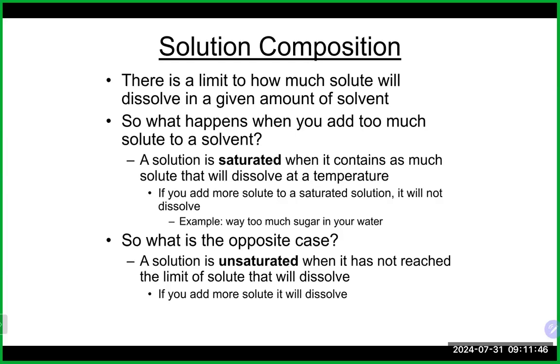So even though some things are soluble in each other, there's always a limit to how much you can get to dissolve at a particular temperature. So what happens if you add too much solute to the solvent? You get what is referred to as a saturated solution. And a saturated solution is basically a solution where you have hit, at that particular temperature, the maximum amount of solute you can get to dissolve.